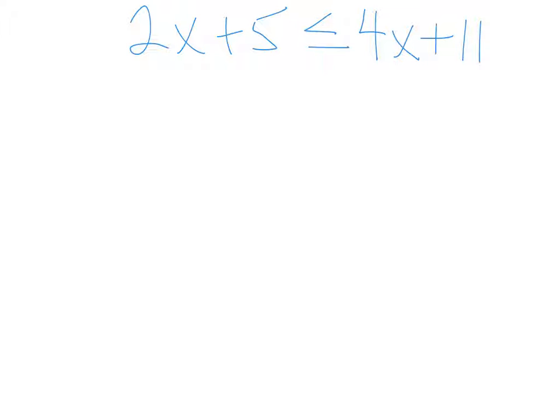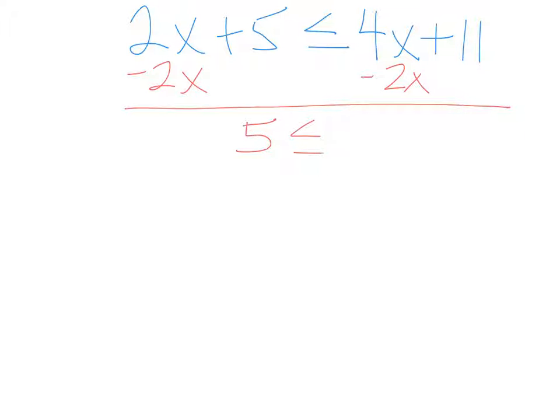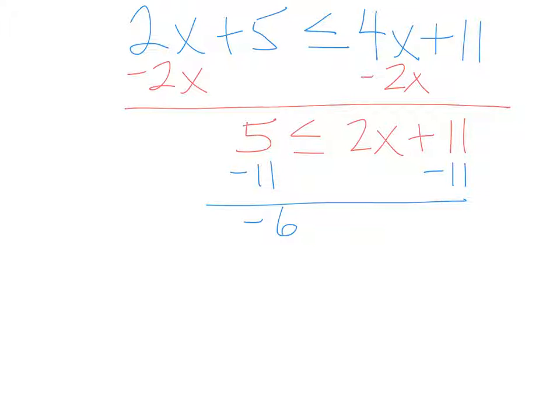In this example, the right side of the inequality is a little bit heavier, so I'm going to subtract the 2x because I don't want to end up with negative x's. I just like to always subtract in a way that I end up with positive x's. So I get 5 is less than or equal to 2x plus 11. Since I want my x's on one side and my numbers on the other, I'm going to subtract 11, and I get negative 6 is less than or equal to 2x.